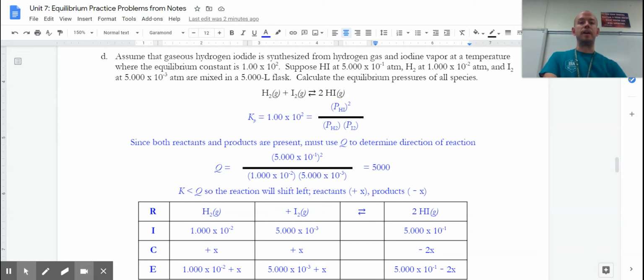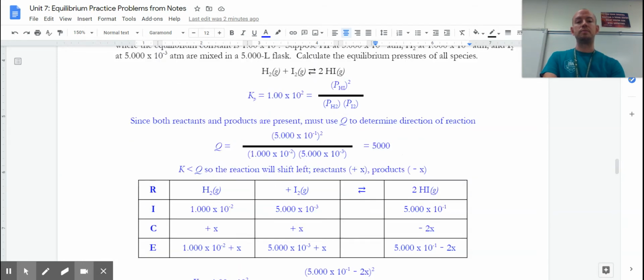That means our numerator, our products, are larger than they're supposed to be. Our denominator, our reactants, are smaller than they should be. So we need to make more reactants and we need to consume some products. That's how we know that these are plus X and this one will be subtracted.